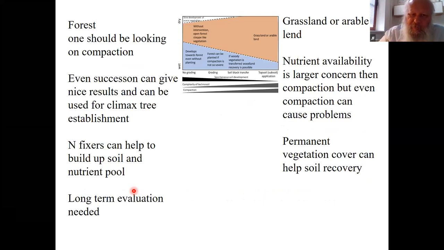So to wrap this up, for forest we should be looking for compaction. Even succession might give nice results, but certainly planting trees is faster, even if it might not be better in the long term than succession. Nitrogen fixers are even faster. They produce very nice soil development, very good establishment, but again, they might not be good in the long run, and we should use them rather in initial stages of forest development, and we need some long-term evaluation tools, which we still work on. For grassland and arable land, we need topsoil reconstruction.